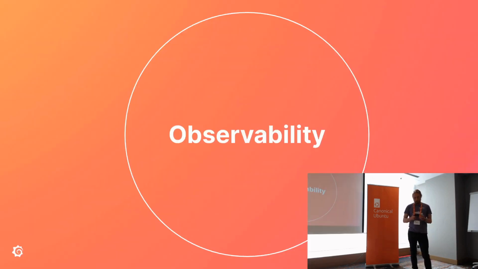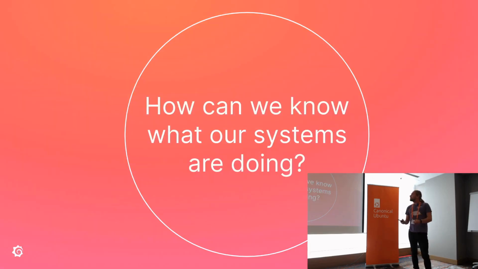But first, observability. Now I'm going to read this one so I don't get it wrong. It's the business that we're in at Grafana Labs. It's about providing open source products to help people and companies monitor what's going on with their software systems when they've got them deployed. And the question is basically, how can we know what our systems are doing when they're running?